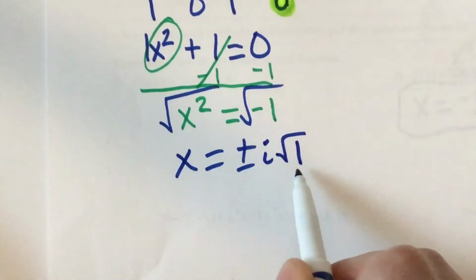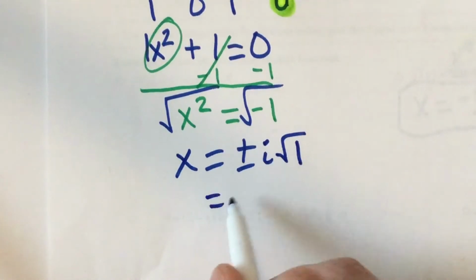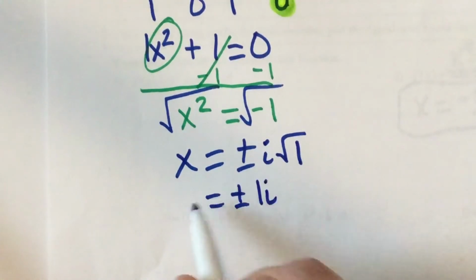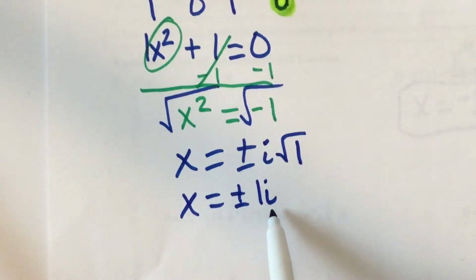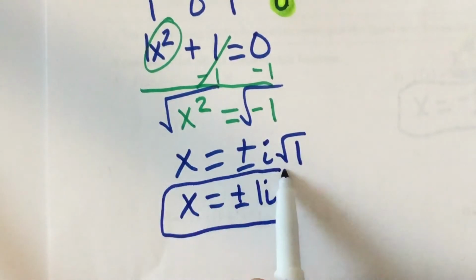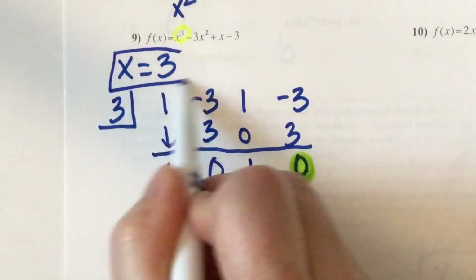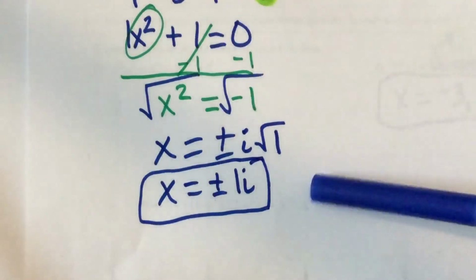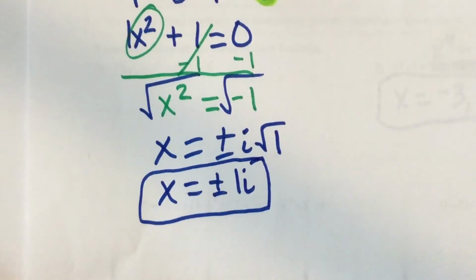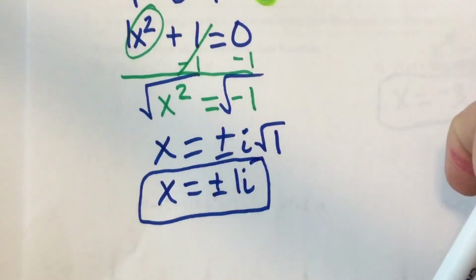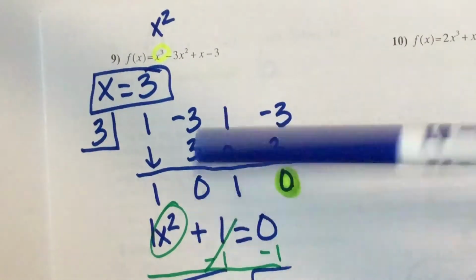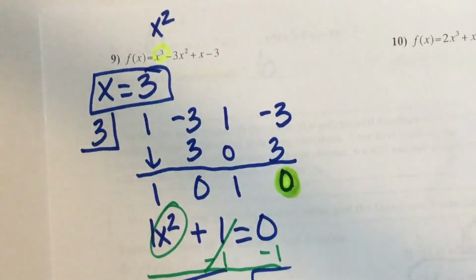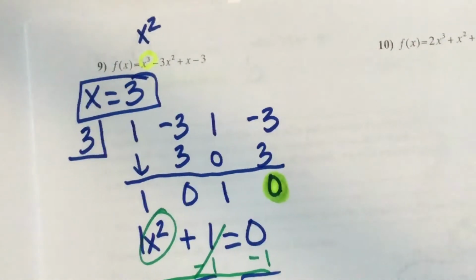But what's the square root of 1? 1. So it's plus or minus 1i, which you could just write as plus or minus i. So here's 2 answers, and the third answer was from the calculator. So we have 3 answers total. Okay, so this did require having to do some math, and that's because not all the answers could be found with the calculator.